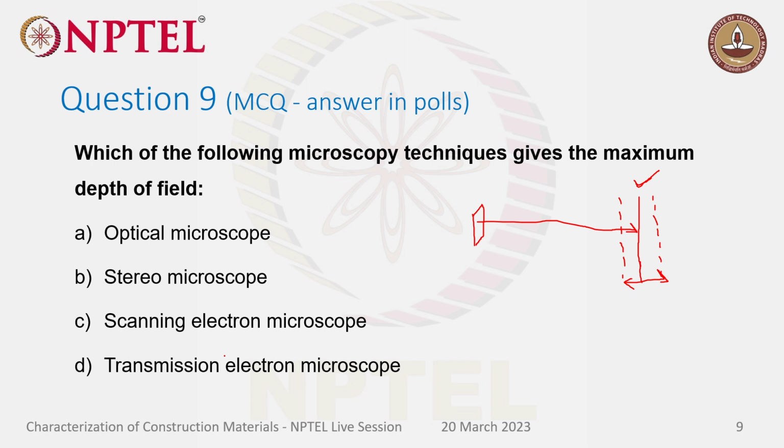Which of the following microscopy techniques will have maximum depth of focus? Option A is optical microscope, B is stereo microscope, C is scanning electron microscope, D is transmission electron microscope. Let me start the timer now for a minute, and please give your answer in polls.